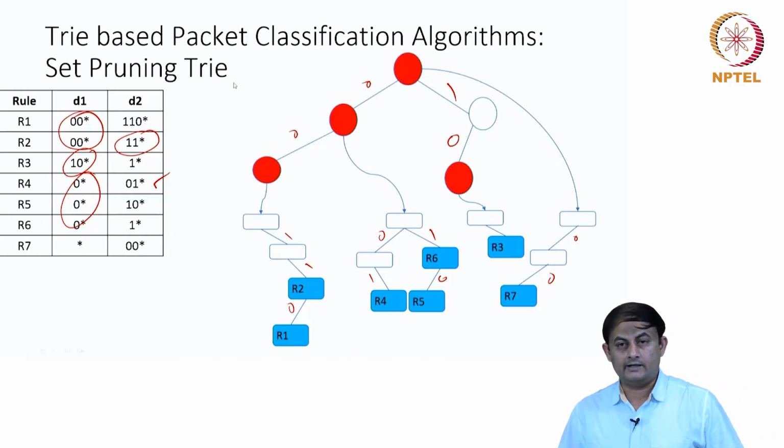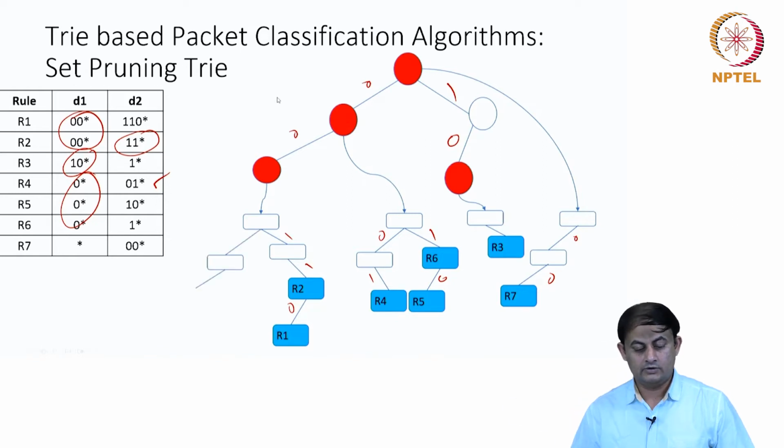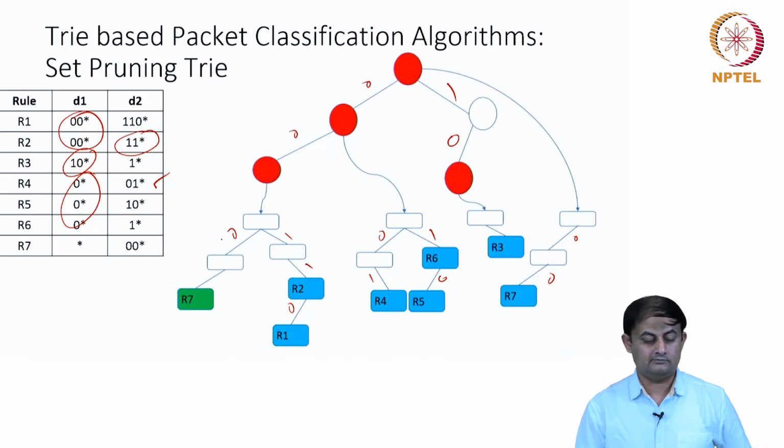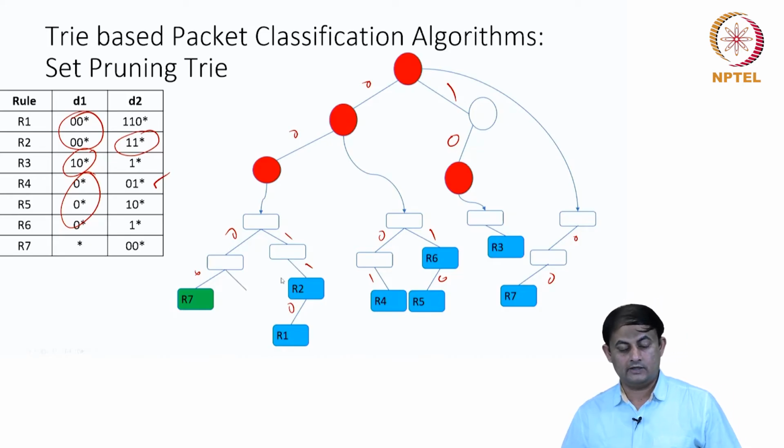Now we'll keep adding the nodes which are replicated nodes. So what are the replicated nodes? If you happen to read 0 0 in the first place and then 0 0 for the second dimension as well, that is classified with the rule R7.